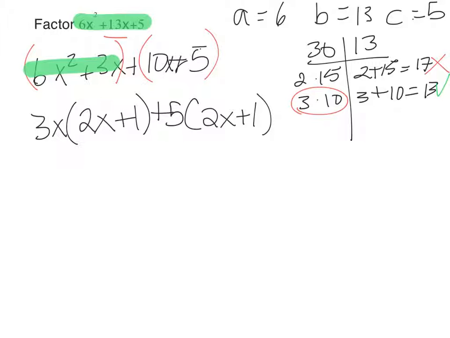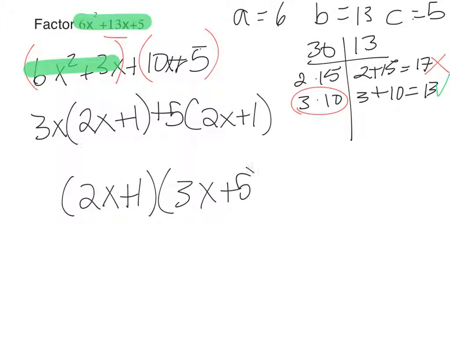Have I written one parentheses more than once? I have. I factor that parentheses out. 2x plus 1 and 3x plus 5. And we are finished. It's usually one of your harder ones right there.